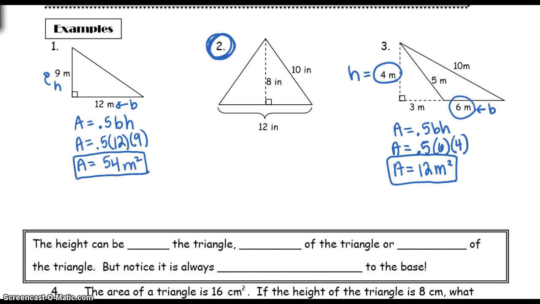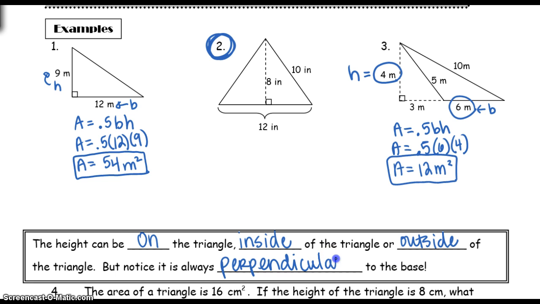Now let's talk about what we just experienced there. Notice that the height here was pretty easy. When you do this one, hopefully you're going to use this as your height here, and then this height's way over here. So here the height is on the triangle, here the height is inside the triangle, and here the height is outside the triangle. So we're going to fill in this little box. The height can be on the triangle, the height can be inside of the triangle, or that height can be outside of the triangle. So 3 different situations you might find yourself in. But regardless, in every single example, they are always perpendicular.